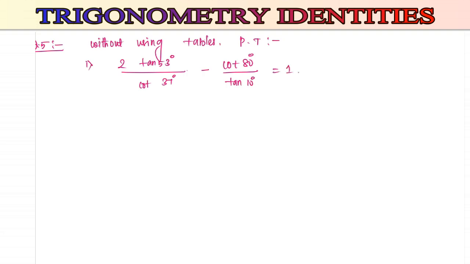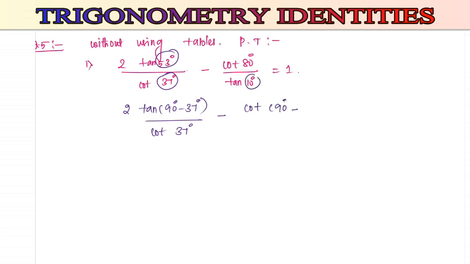Now here 53 and 37, the sum of these two values is 90. So 2 into, first I am going to change the first term, tan 53 degree, I can write it as tan 90 degree minus 37 degree divided by cot 37 degree minus, here cot 80 as cot 90 minus 10, since 10 plus 80 is 90, divided by tan 10. You have to change any one, either the numerator or the denominator. You have to change, not both.